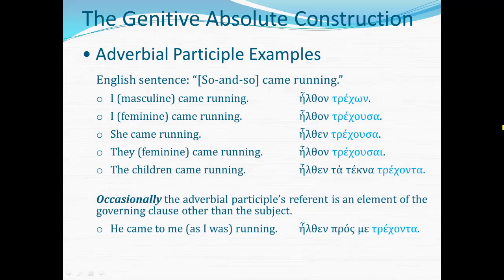Greek suffers no such limitation, and so you can say eilthen pros eme trekonta, and it's very clear that the one doing the running is not the one who did the coming, because trekonta is masculine singular accusative, agreeing with me. Now that form trekonta could be neuter plural like it was in an earlier example, but in this context there's nothing neuter plural for it to agree with. It has to be masculine singular agreeing with me.